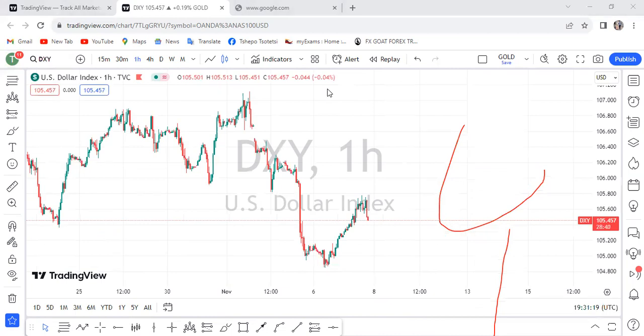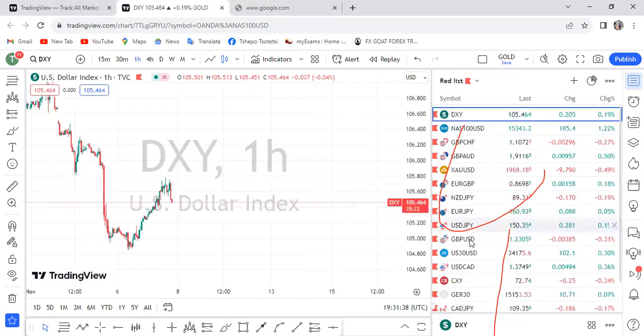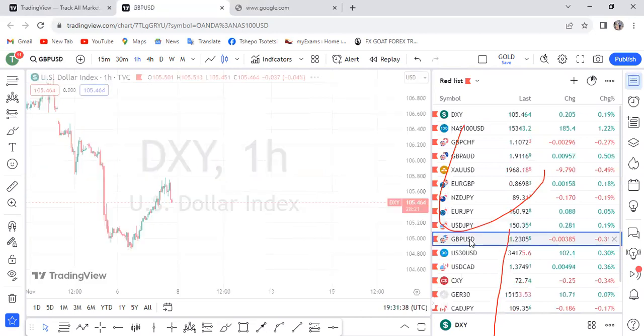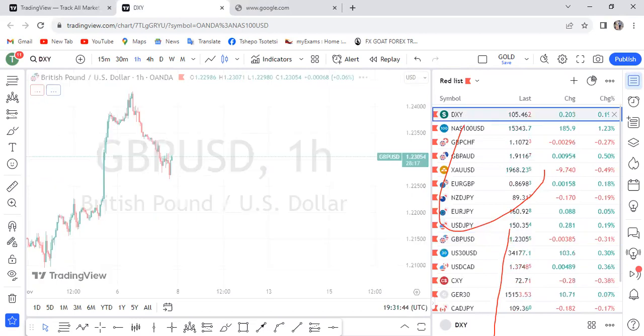How to analyze GBP and GJ. Okay, let's go GBP USD. Guys, can someone who wrote here try to delete this? GBP USD. Okay, before I go on GBP USD, let's start with DXY. Then I will go to GBP USD.